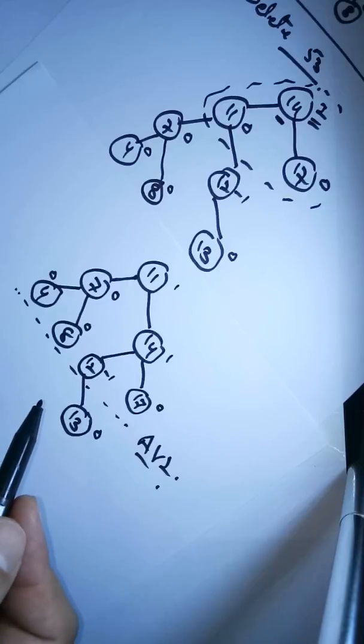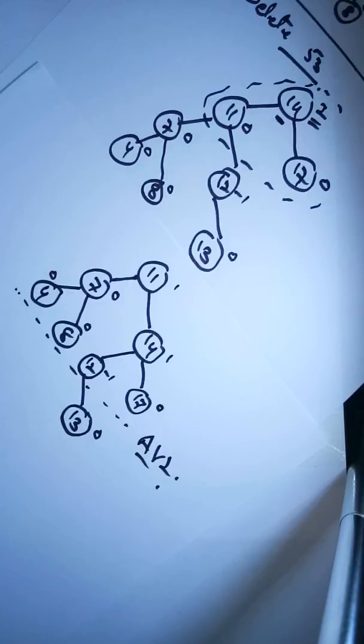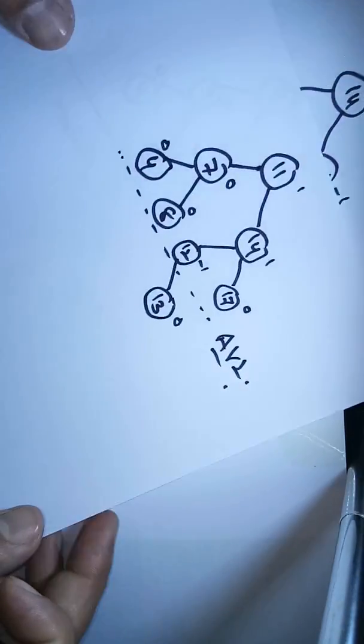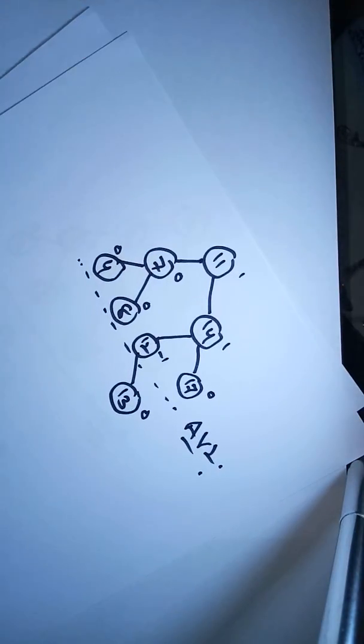Now you can test it by deleting some other values. So for example, if you delete 7 from this node, what will happen? If you delete 14 from this node, what will happen? So you can practice with the different values.